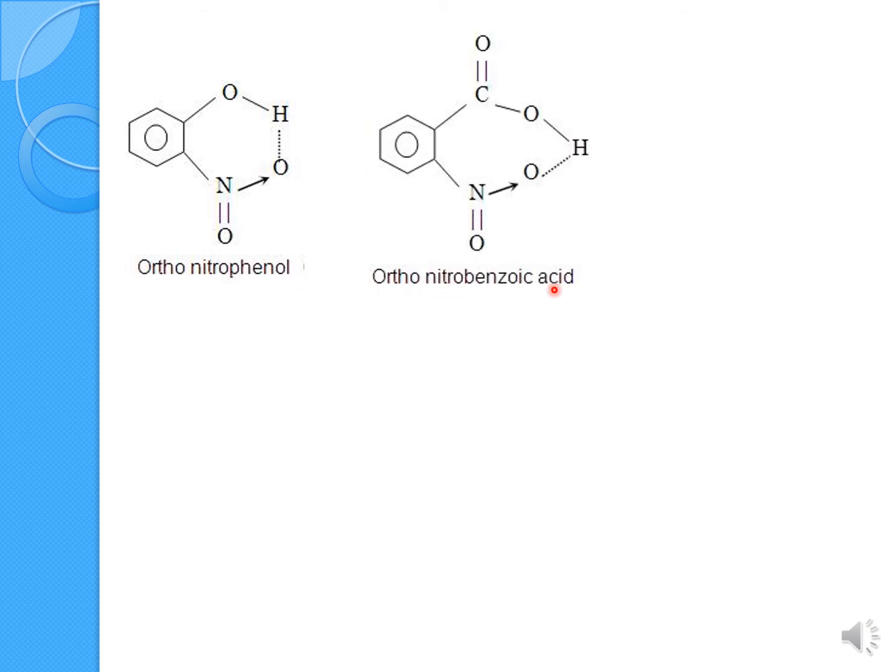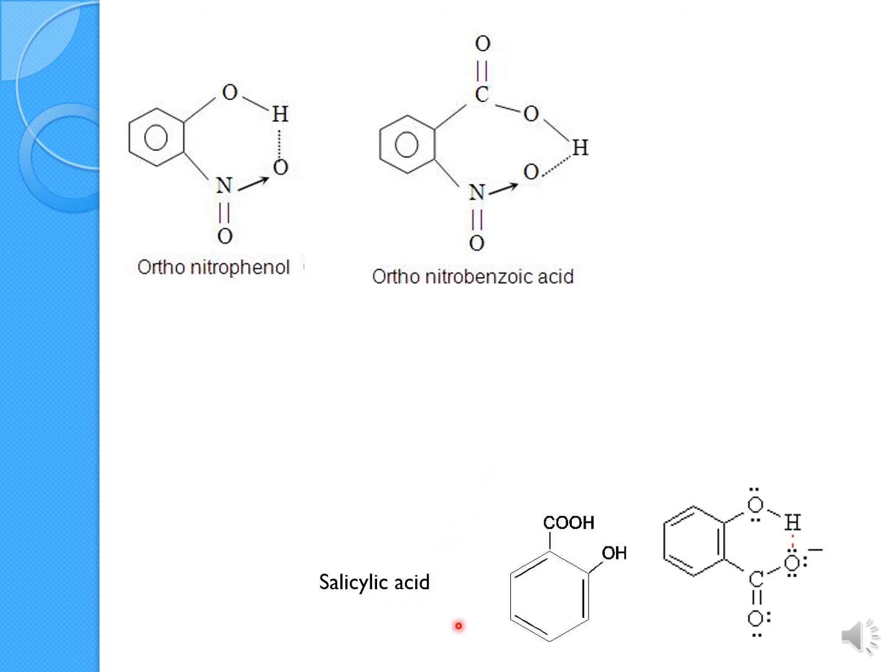Another example is orthonitrobenzoic acid. On this carbon you have a COOH group, and on this carbon you have a NO2 group, and a bond is formed between the hydrogen atom of this COOH group and the oxygen atom of the nitro group. So this is the hydrogen bond in orthonitrobenzoic acid, and this formation of hydrogen bond here also resulted in cyclization of the molecule, and it contains how many atoms? 1, 2, 3, 4, 5, 6, 7 atoms. So here a 7-membered ring is formed as a result of cyclization.